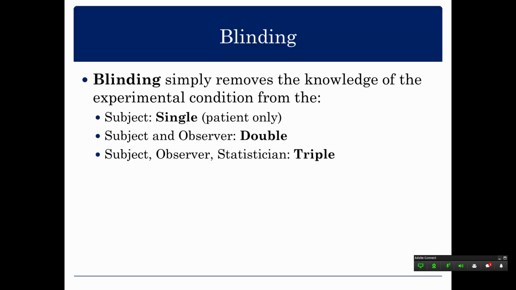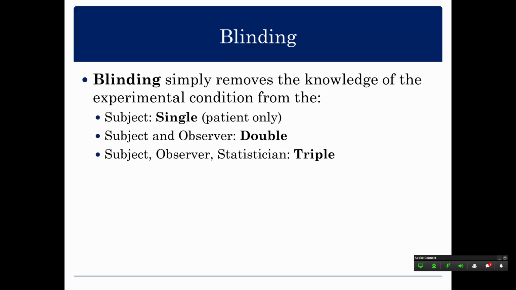And then, of course, the third way that we can improve the validity of our findings is through blinding. Blinding, again, all of these things, randomization, controls, and blinding, are not always feasible. They're not always appropriate, they're not always ethical, but when they are, they should be used. Blinding simply removes the knowledge of the treatment, the experimental condition, from the subject who's being treated. That's what's called single blinding.